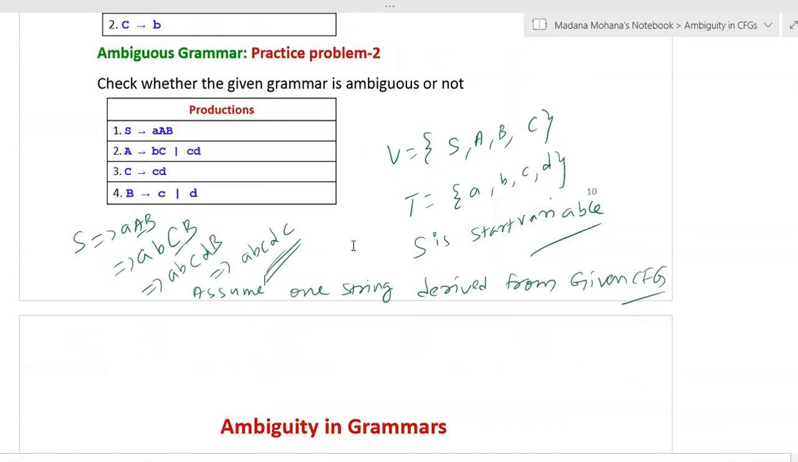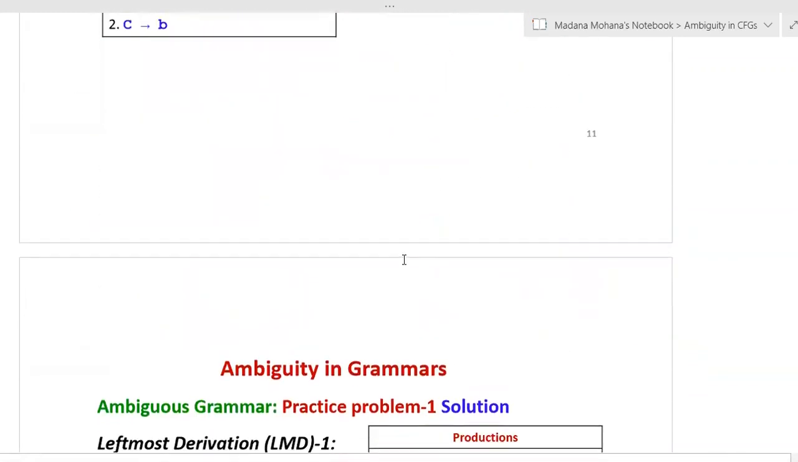If two leftmost derivations or two rightmost derivations exist for this string, then you can say the grammar is ambiguous. So like that, we have to practice this one.